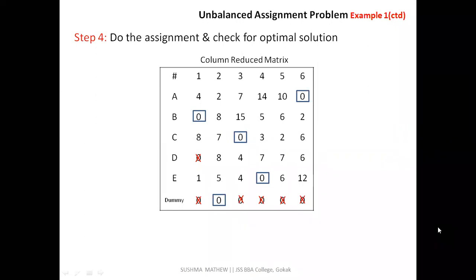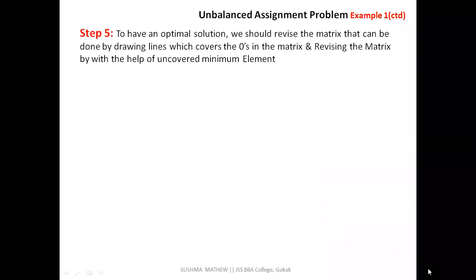Now we have to count the assignments. 1, 2, 3, 4, 5. There are 5 assignments. But what is the order of matrix? Sumant, you can tell me. Yes, the order of matrix is 6. Assignments are 5. That means this is not an optimal solution, right? If it is not an optimal solution, we have to revise this matrix. How are we going to do that revision of this matrix?